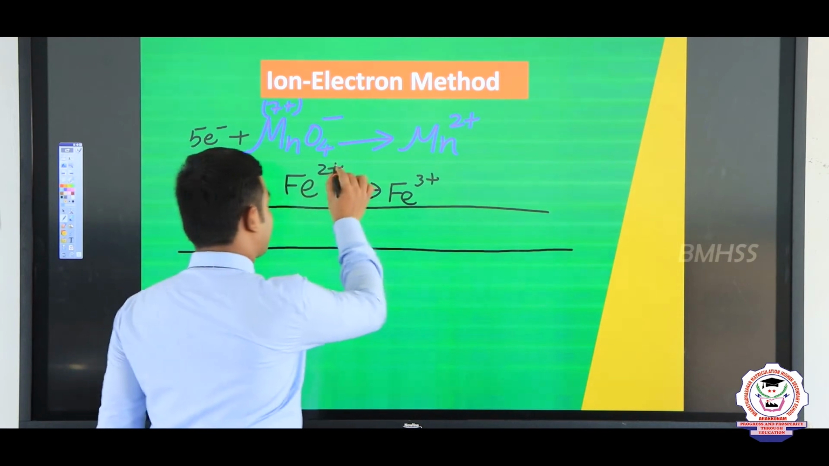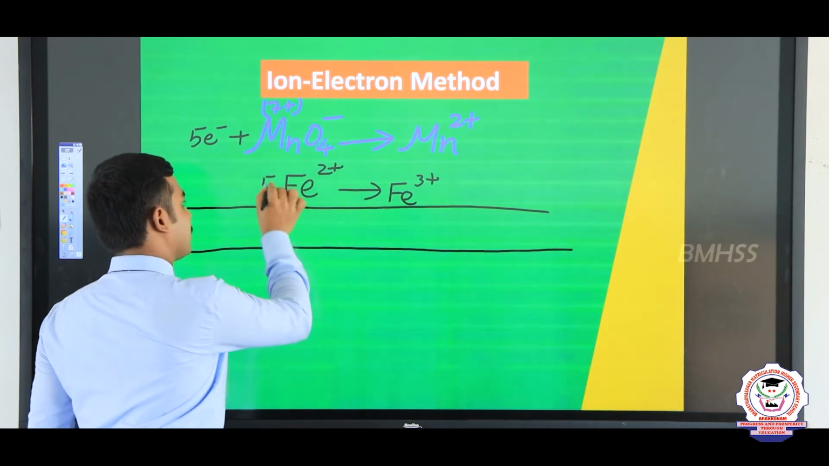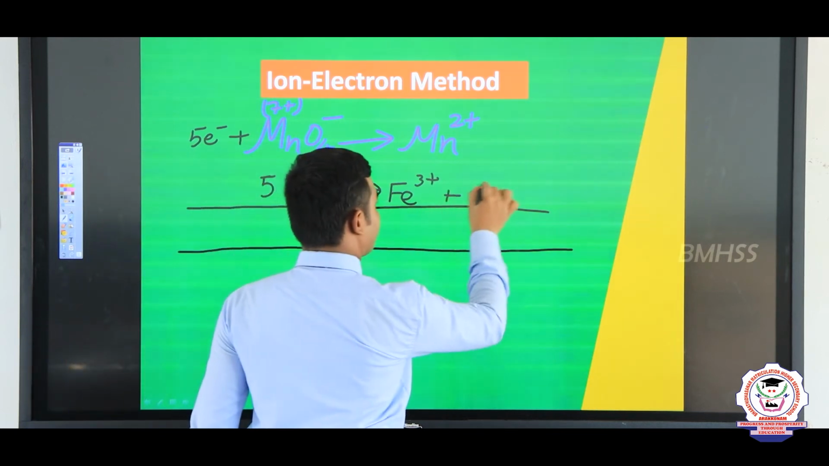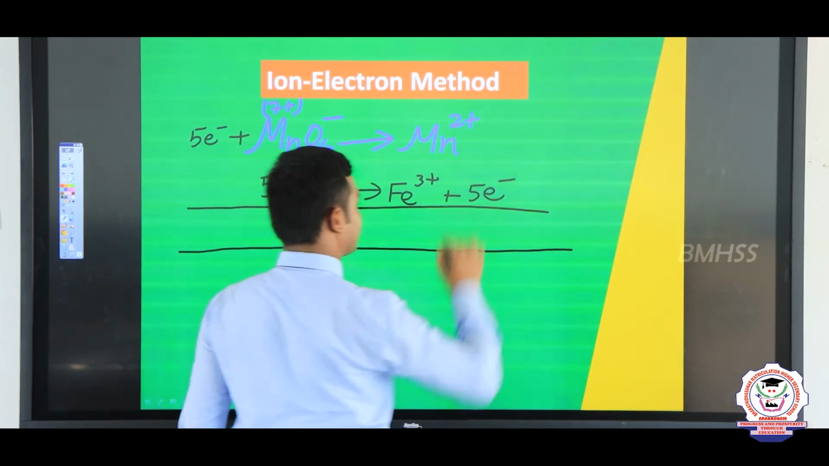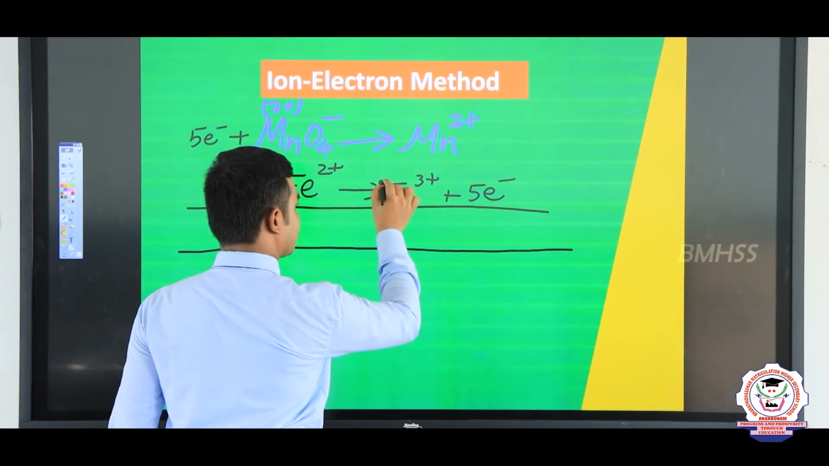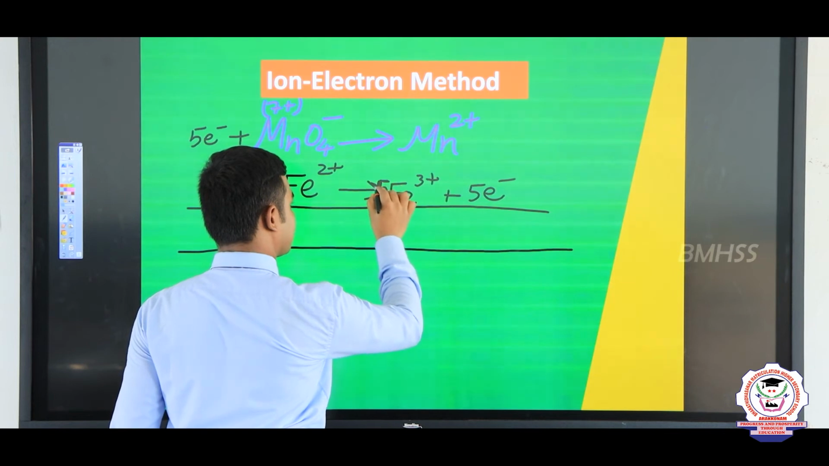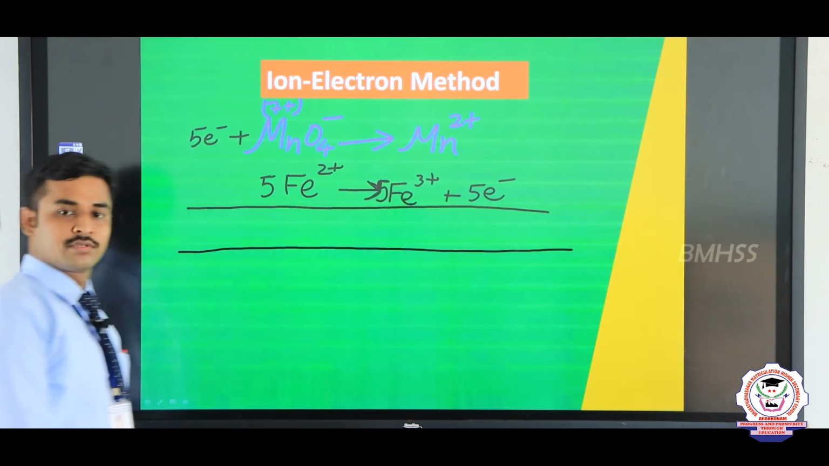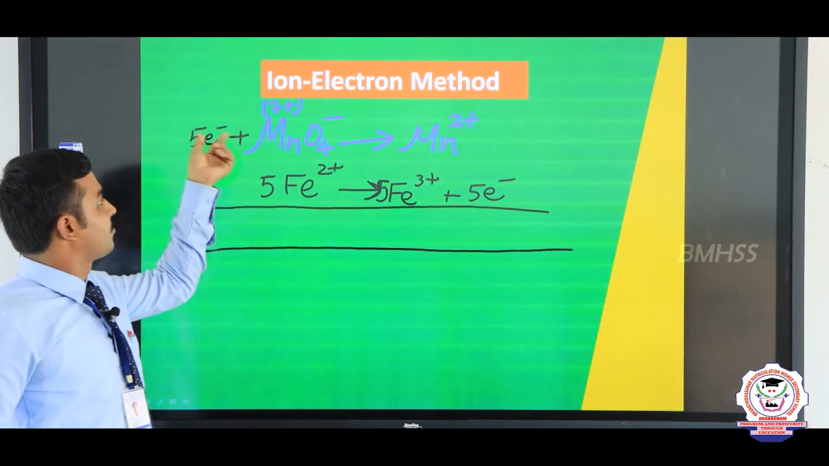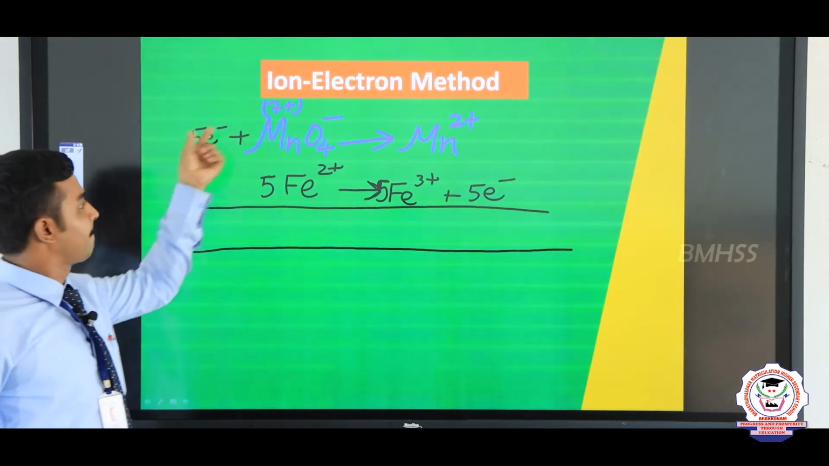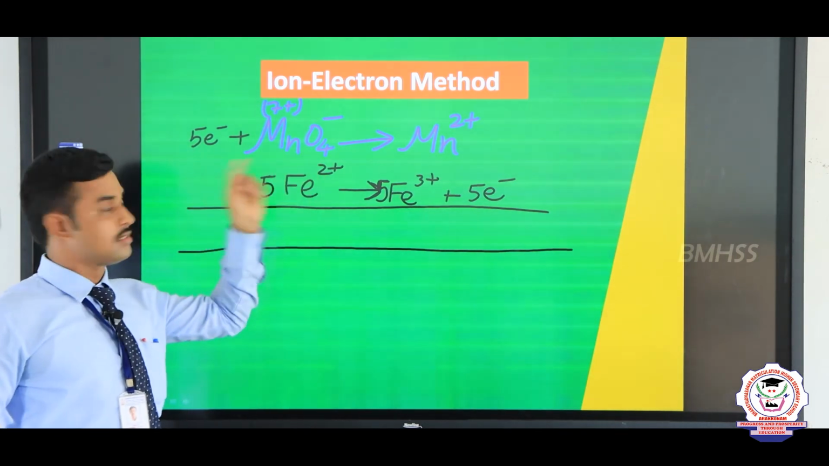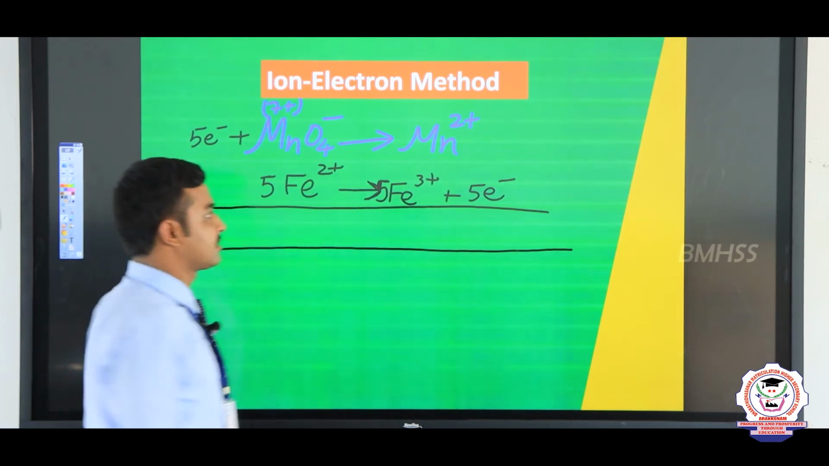So, for Fe2+ to lose 5 electrons, we want to take 5 Fe2+. 5 Fe2+ can form 5 electrons as donated electrons, and the number of Fe3+ will also be 5 Fe3+. So, this is the correct balanced equation for Fe, and you can see 5 electrons when we accept them. The number of oxygens on the right side is 4 oxygens. The 4 oxygens will be removed as H2O.